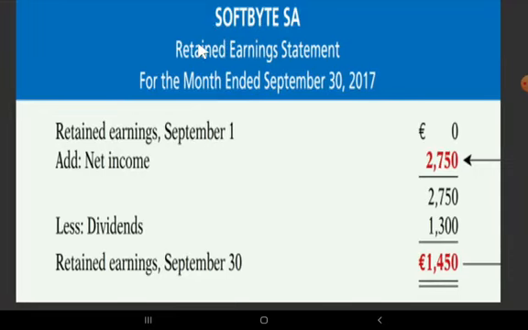The first name we wrote above all, we wrote company name, then the name of financial statement, then the accounting period that we do.